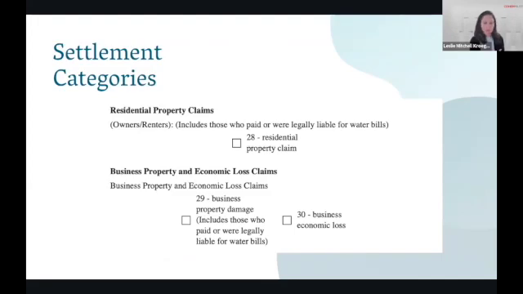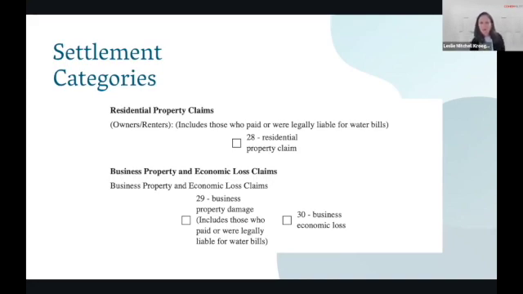Okay, and we're going to go into the claims package in just a few minutes. Let's talk about the other categories. Those of you who have a residential property claim, what does that mean? You owned or you rented a property. Your name is on a water bill. That's category 28. Give me just a second, Beth. Let me go just generally.